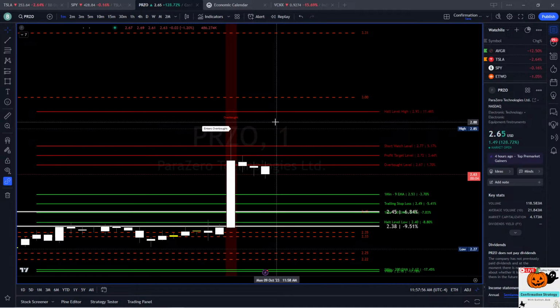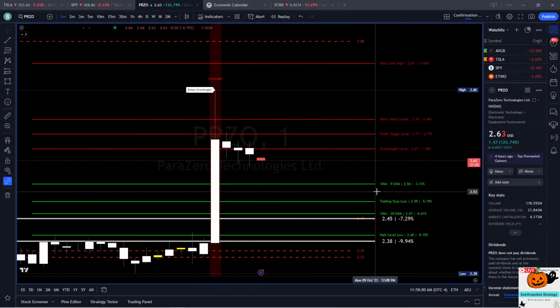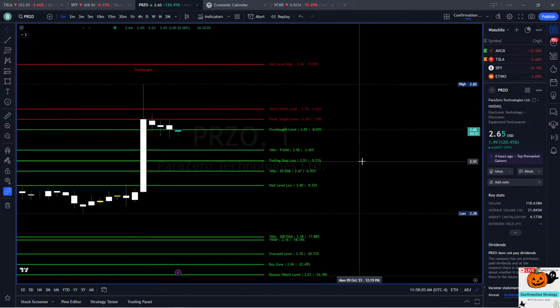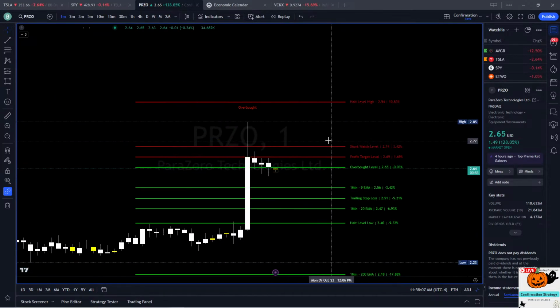Here, HUBC making noise. Just watching this PRZO right now. This is interesting stuff. So we know that we entered overbought. That's well overbought. So here's our overbought candle. There's our short watch.